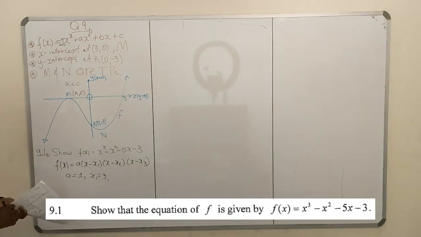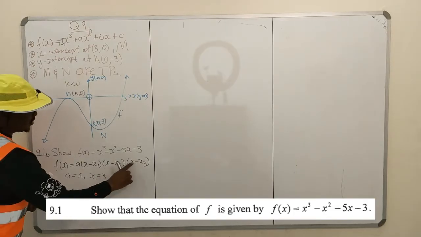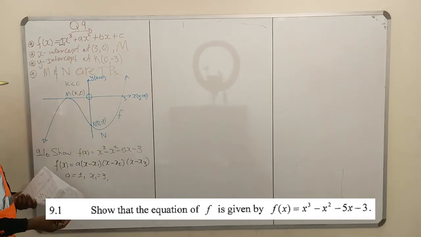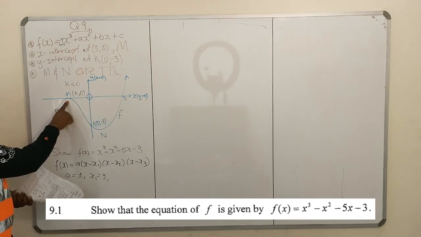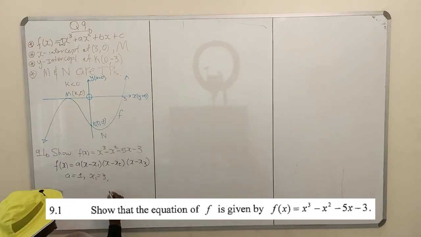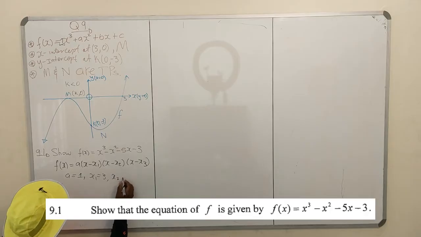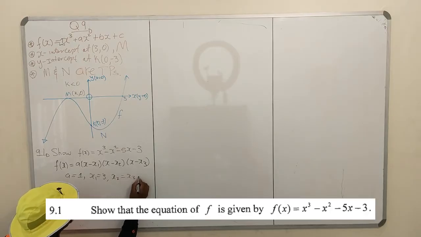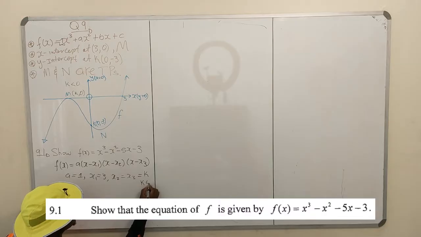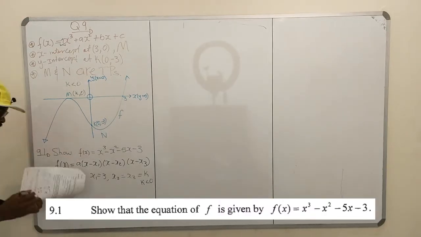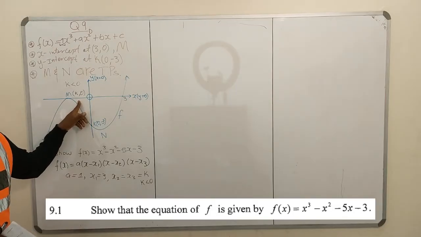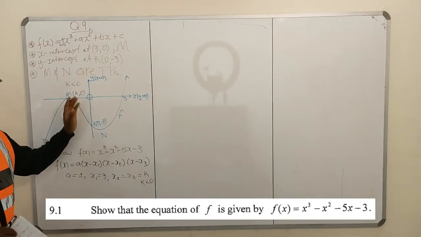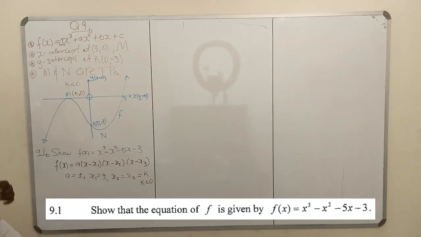Now, x-intercept 2 and 3 are the same because at this point, there is an x-intercept that is also the turning point. So x-intercept 2 is equal to x-intercept 3, and that is equal to k, where k is less than 0. So you allow them to be some k, which is a real number, such that it is less than 0 because it's on the negative side of the x-axis.